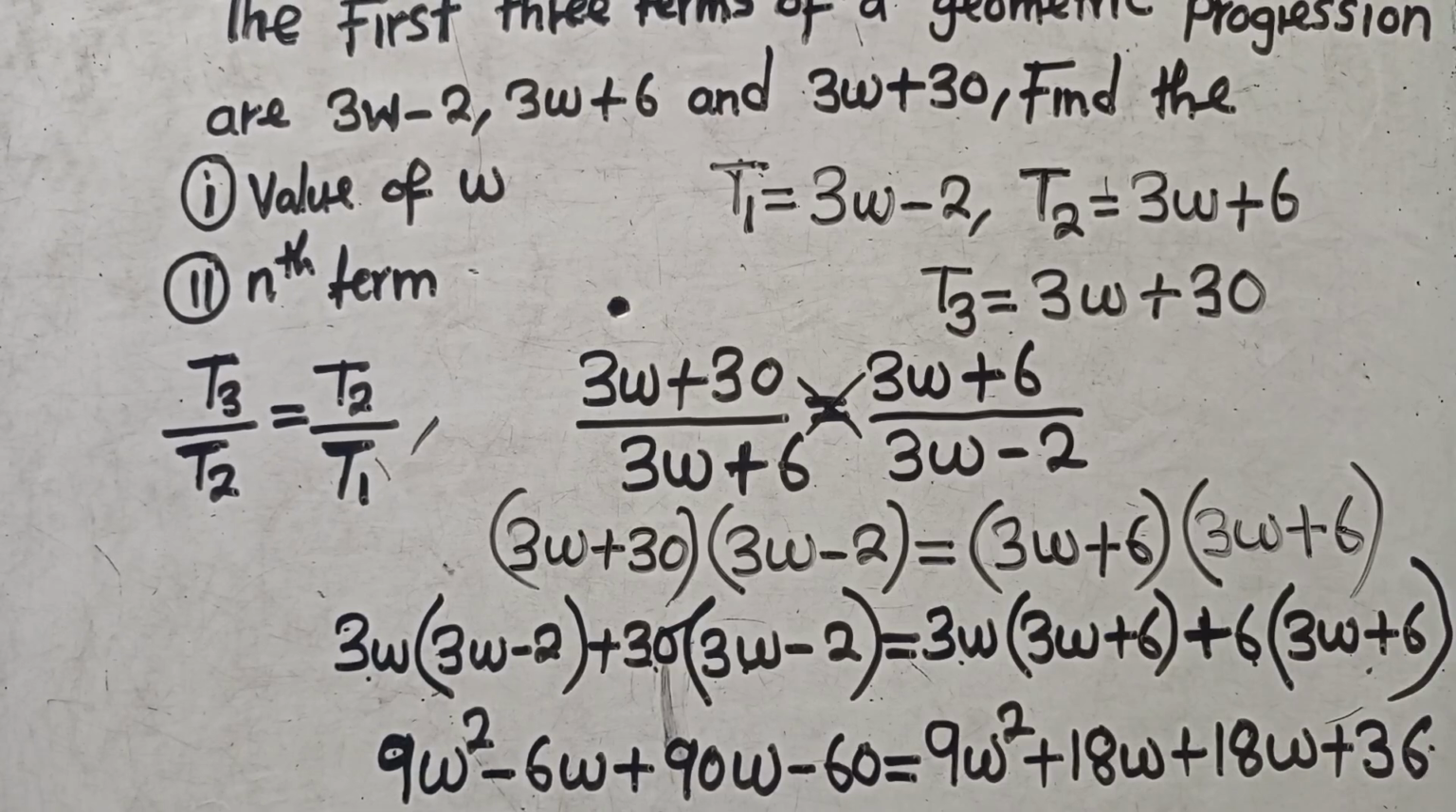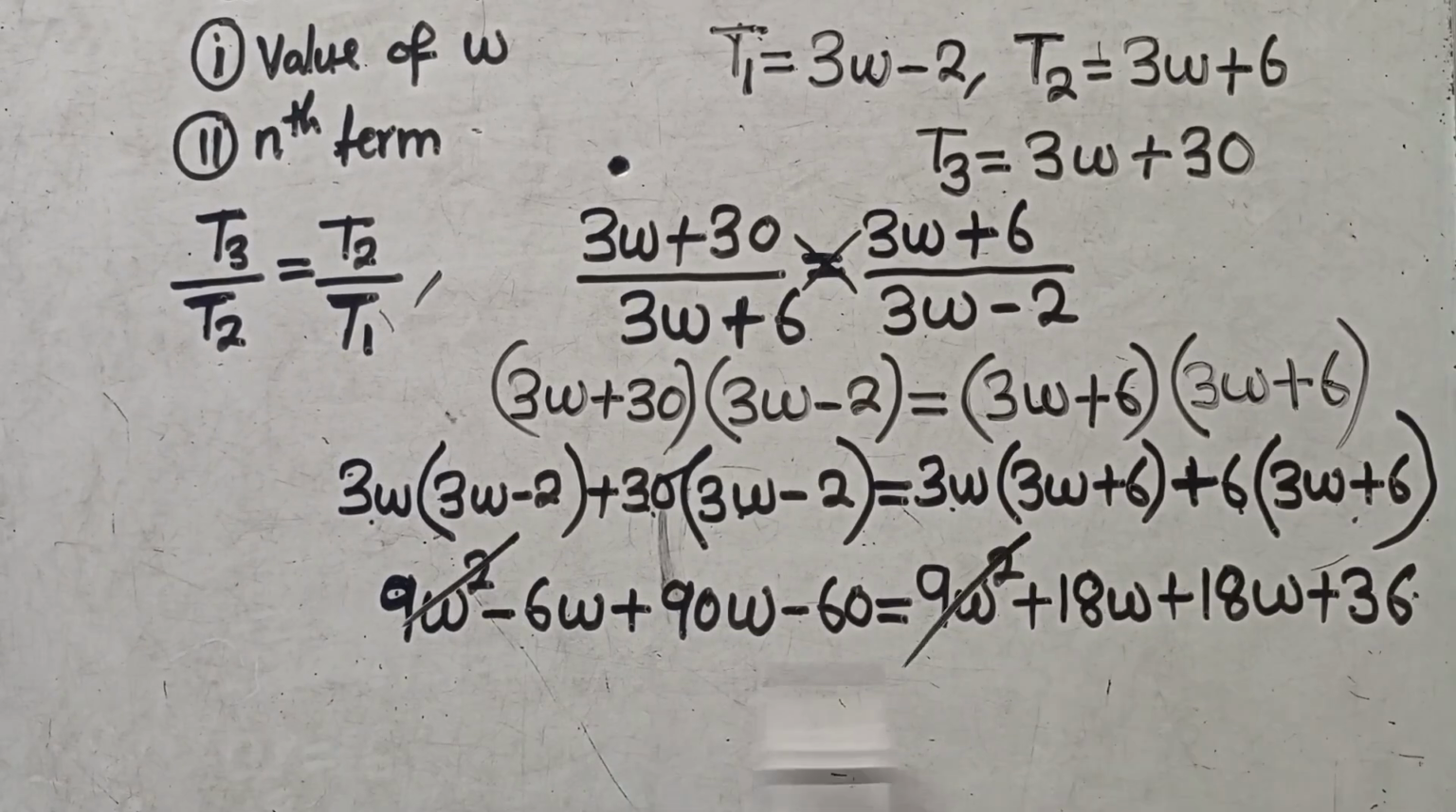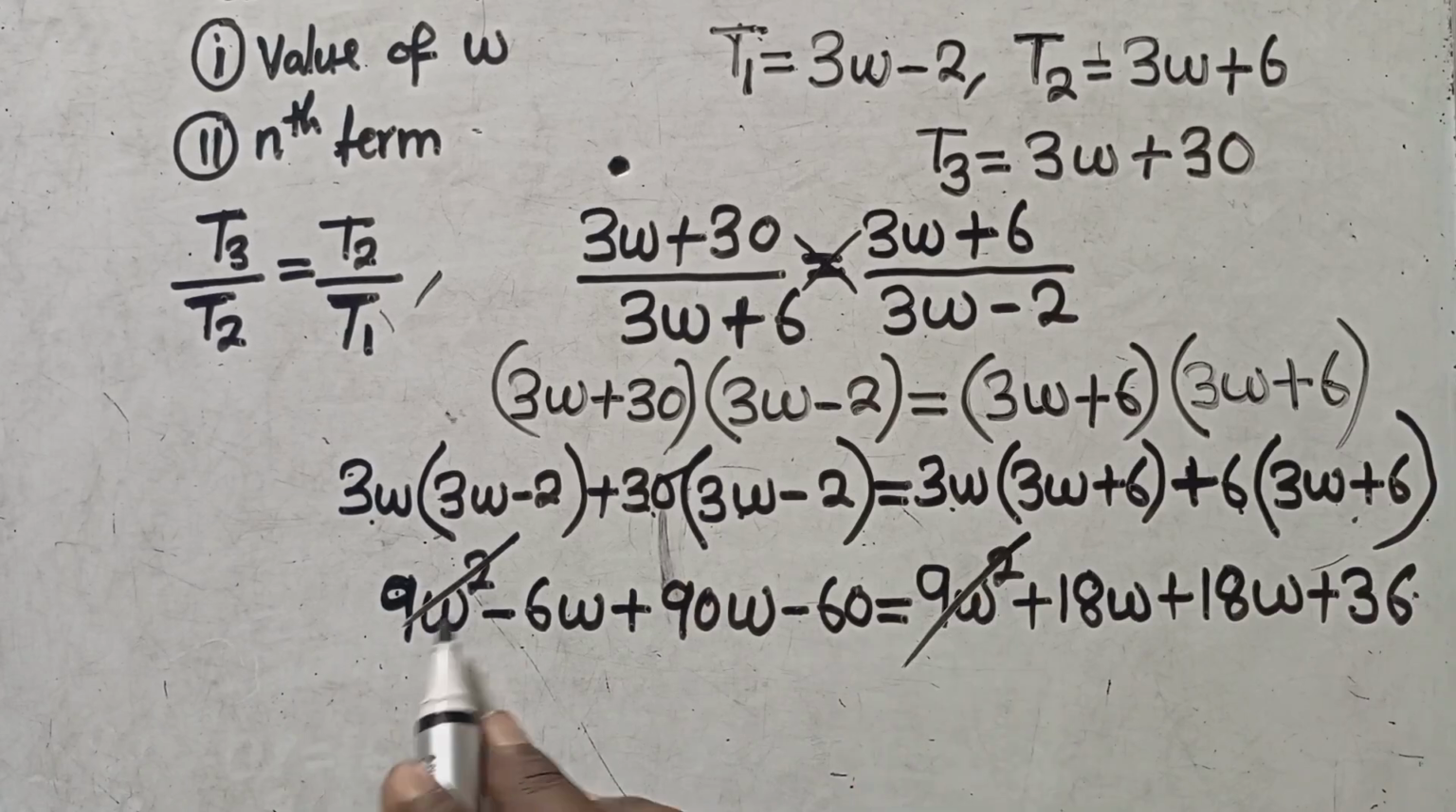Here it is now a matter of grouping the like terms together. So I just need to group the like terms together. How then do I do this? This is 9w squared, this is 9w squared. Why have I cancelled this? This is possible. When this one comes this side, it is going to be 9w squared minus 9w squared, which is just a 0. So whenever they're having the same values, that's as good as cancelling them.